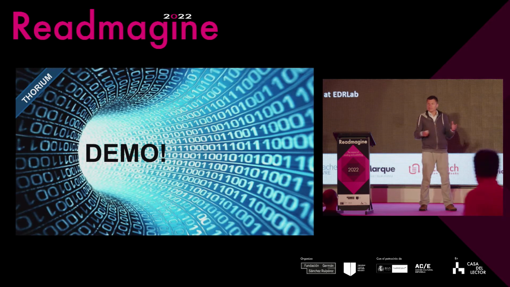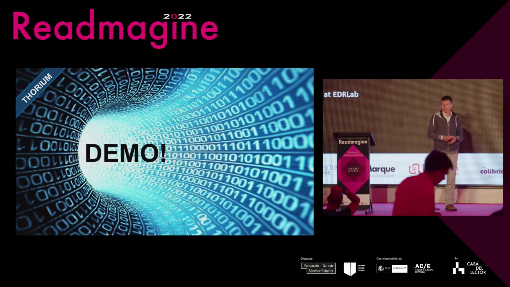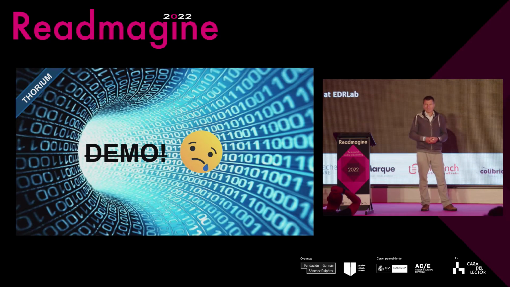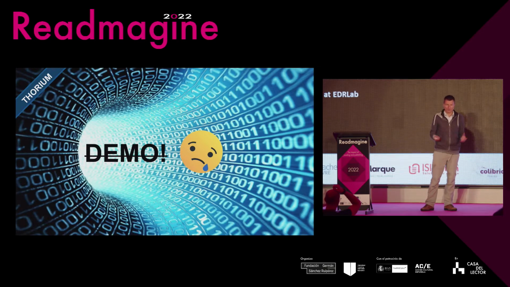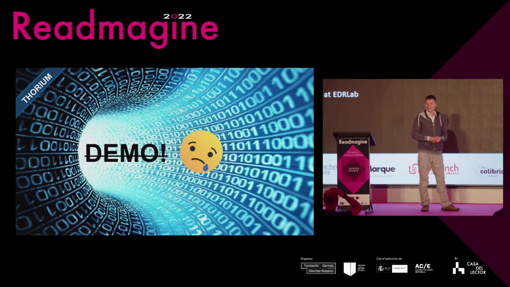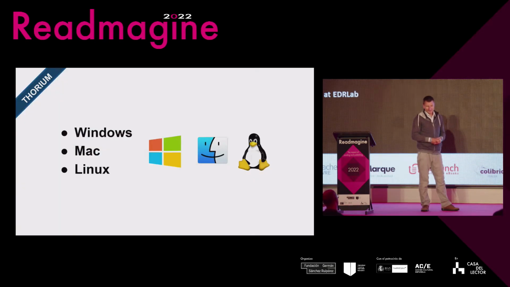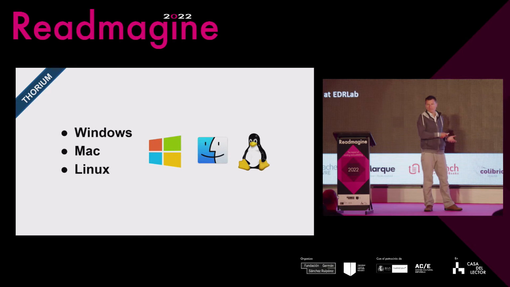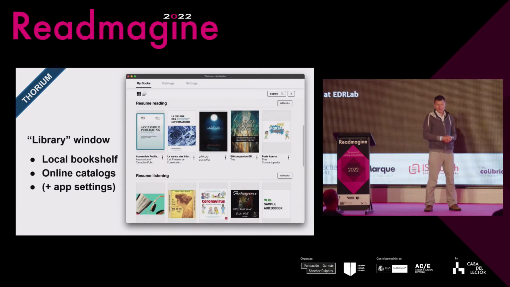I originally intended to do a live demo of Thorium, but the stage is not really geared up for this today, so I'm going to use static screenshots, and I'll do my best to describe them to you, the audience, in an entertaining way. All right, so Thorium is an application for desktop operating systems, and that is Windows, Mac, and Linux. And this is how it looks.